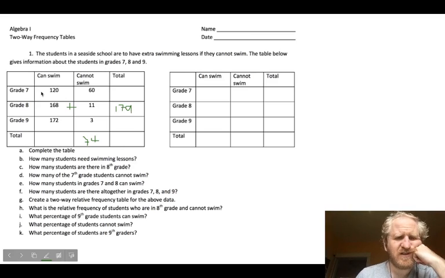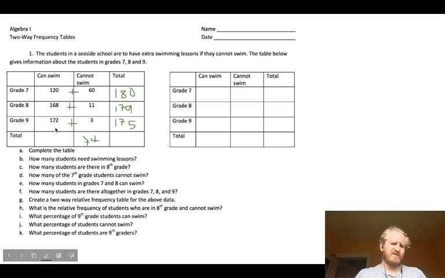We can do this for each single one, right? 120 plus 60, 180. Let's just calculate everything. So you can add across. You can also add down. 172 plus 3, 175. And now 120 plus 168 plus 172. I don't want to do that in my head. I could. Trust me, I could. But I'm going to do it on this thing. 120 plus 168 plus 172 equals 460.